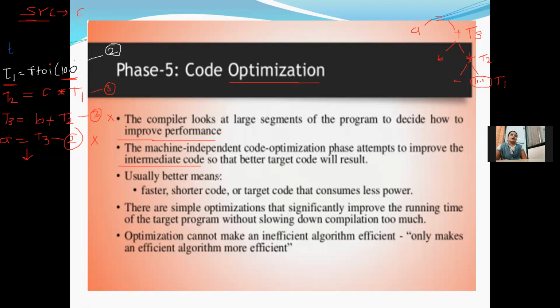Usually better means, what is the meaning of better? That is how you are going to get the better performance or improved performance. So better means either faster, as we have seen in terms of time, it should give you faster execution, or in terms of shorter code, that is memory requirement. So in order to store less amount of code, you should get the shorter code, or target code that consumes less power.